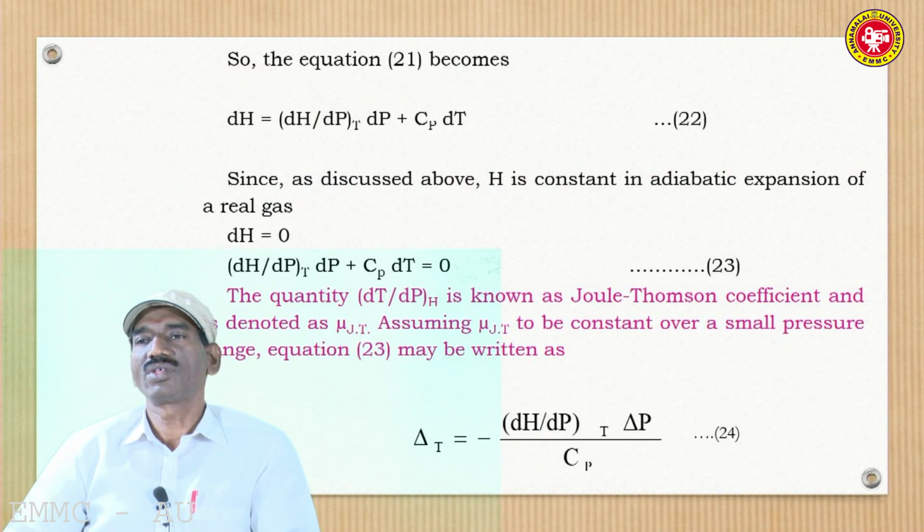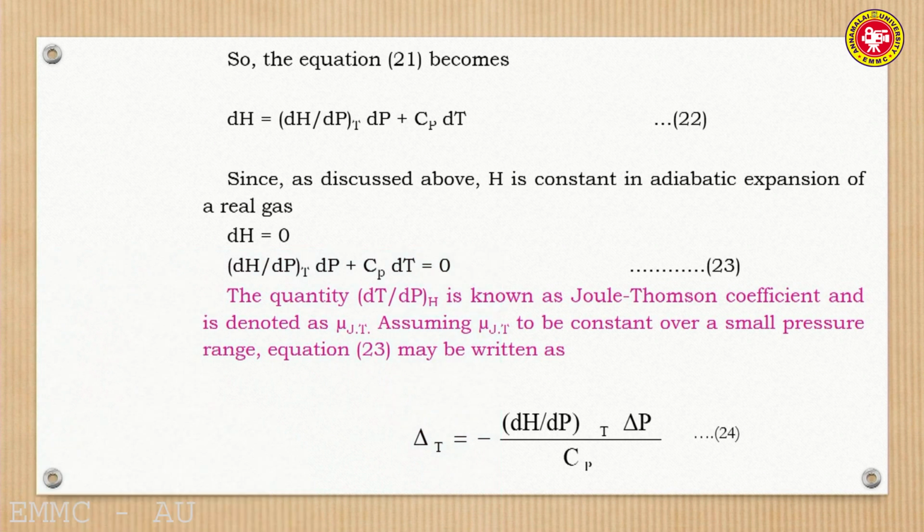Equation 21 becomes dH = (∂H/∂P) at constant temperature dP + Cp dT. Since, as discussed above, H is constant in the adiabatic expansion of a real gas, dH = 0. So (∂H/∂P) at constant temperature dP + Cp dT = 0.